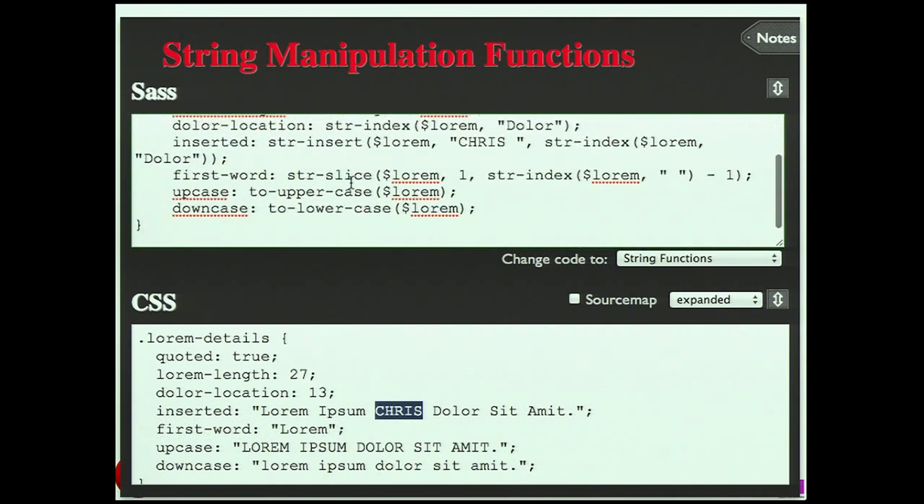And you can also do things like pick out the first word, so we're going to slice between the beginning of the string. The slice function is just to extract a substring. And then we'll look for the first space, and that'll be the end index. And we'll have to remove one because we don't want to actually include that space. And so we get the first word in that string is lorem.